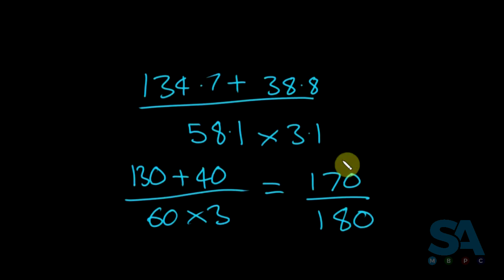We could then estimate this number even further. 170 over 180 is very close to 1, slightly under 1. So we can write this expression here. This means approximately equal to, and then 1. So this would be your answer. Let's look at another example.